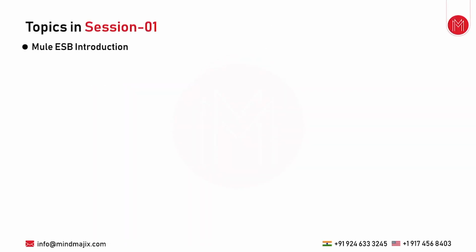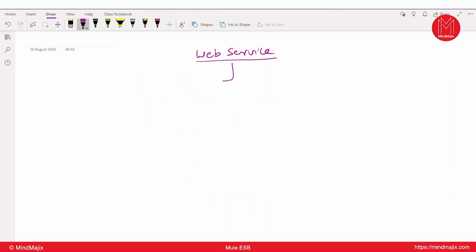Today we are going to discuss the first module, Mule ESB introduction. Let me explain this ESB with a use case. Straight away I will start with a use case here. Types of web services: REST and SOAP.